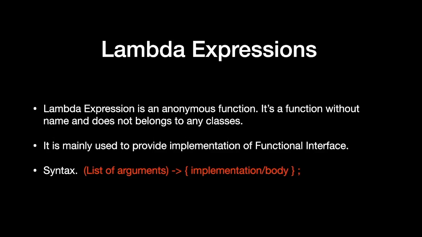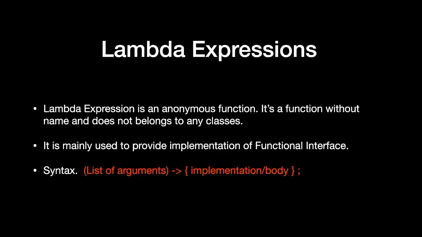So what is the functional interface? We are going to see that in the next slide. Before that, let's understand the syntax of the Lambda expression. Whenever we create a Lambda expression, we provide the list of arguments, then the Lambda expression symbol, and after that we give the implementation or the body of that Lambda expression. We are going to see this practically.